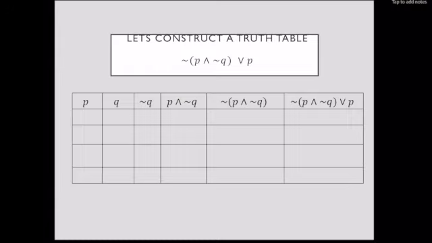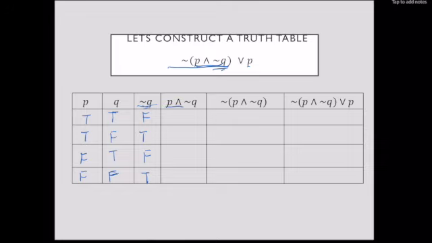So I know I've got P and Q. I've got not Q. I've got P and not Q. And I've got not P and not Q. So I started the same way. Okay, so my first column is not Q. So not Q is going to be the opposite of Q. So instead of true, I have false. Instead of false, I have true. Instead of true, I have false. And instead of false, I have true.